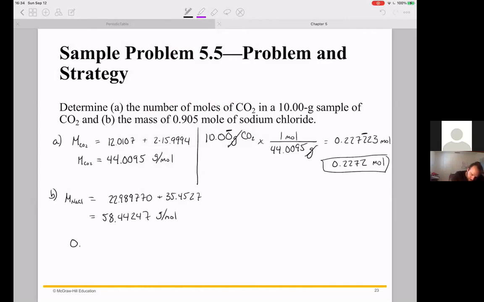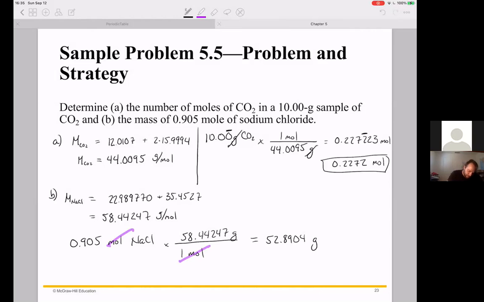So now I'm going to start with the quantity given, the 0.905 moles of NaCl. And I'm going to use the molar mass, but I'm going to make sure that moles are on the bottom so that they'll cancel. Using 58.44247, again using all of my digits here so I don't incur any sort of rounding error, I would get 52.8904. Then I'm going to pay attention to units. Moles of sodium chloride cancel, and I'm left with grams.